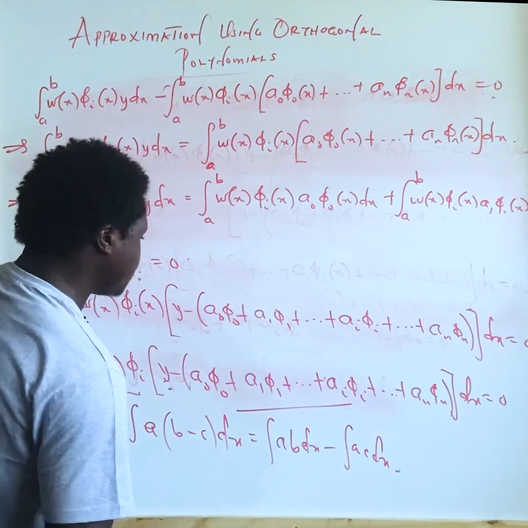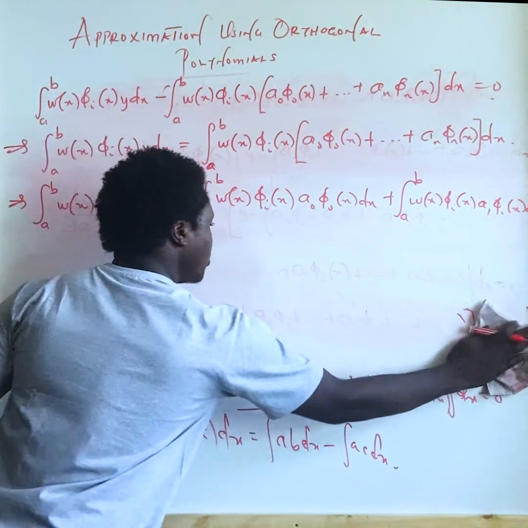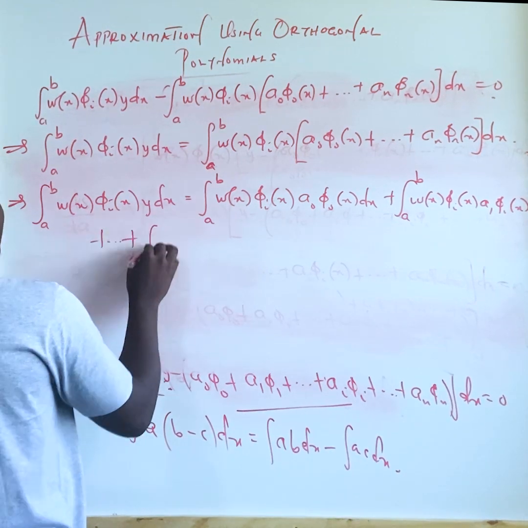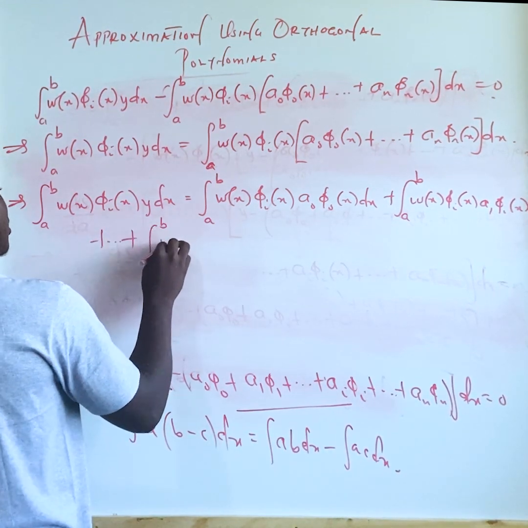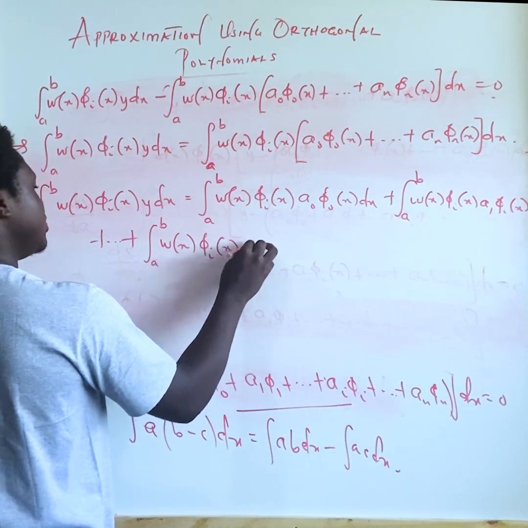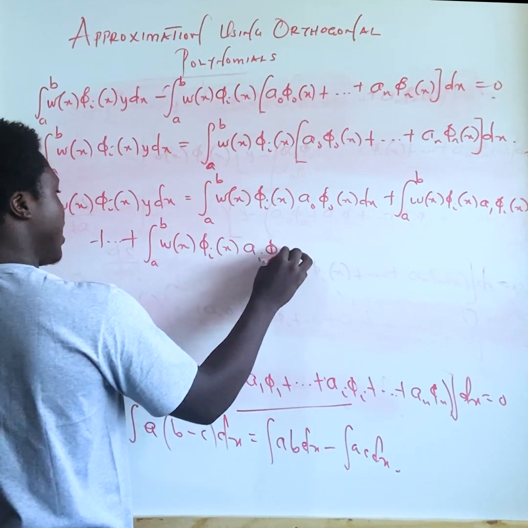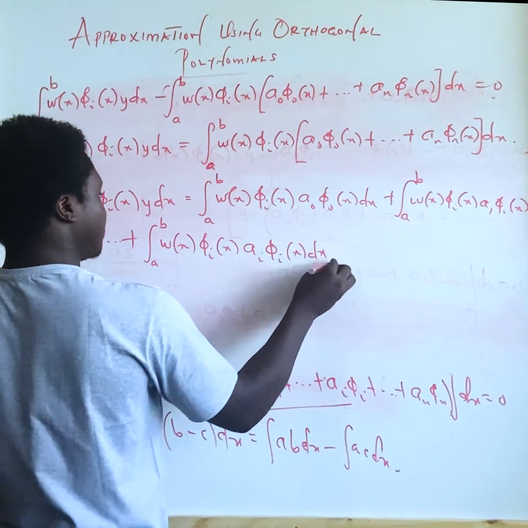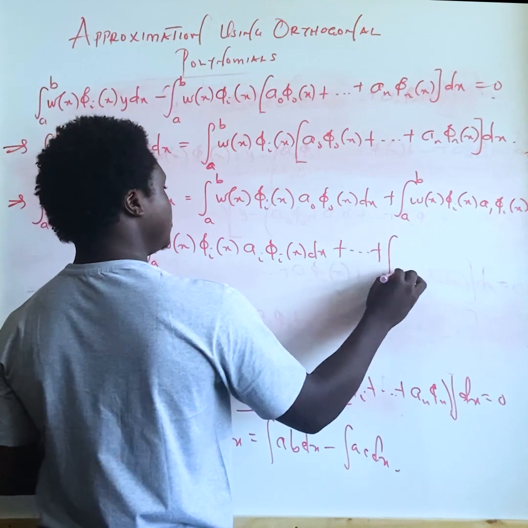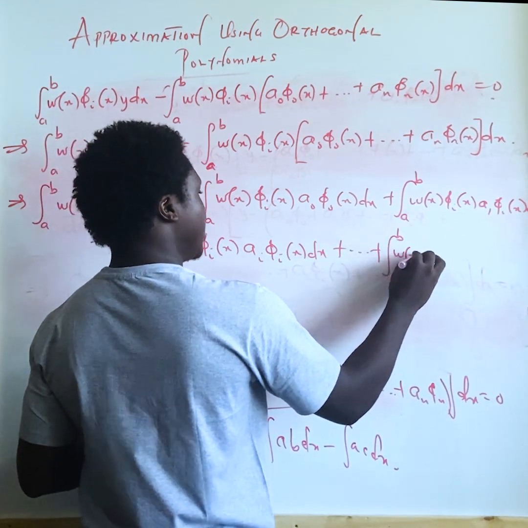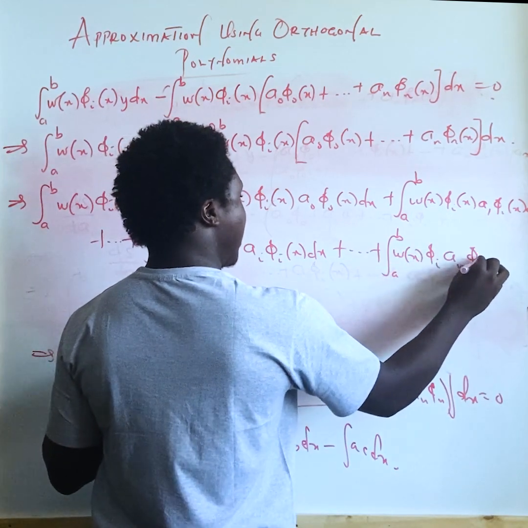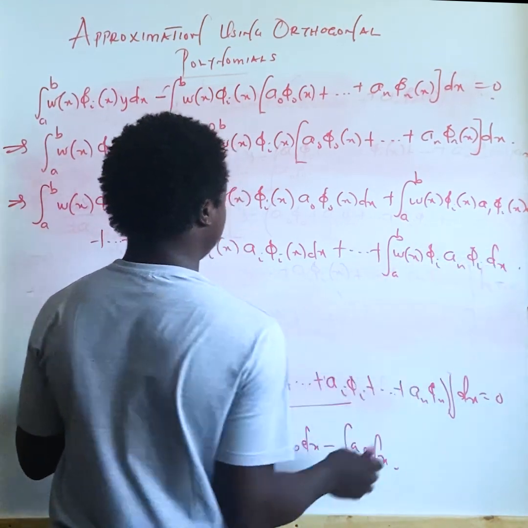This will continue till it gets to i. So we have integral a to b omega x phi_i of x a_i phi_i of x dx, and then till it gets to n. So plus integral a to b omega x phi_i a_n phi_n dx. This is what we have.